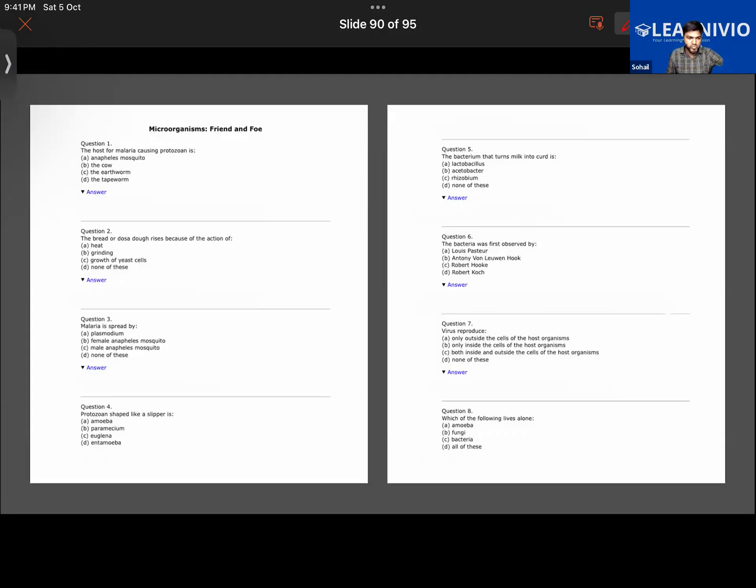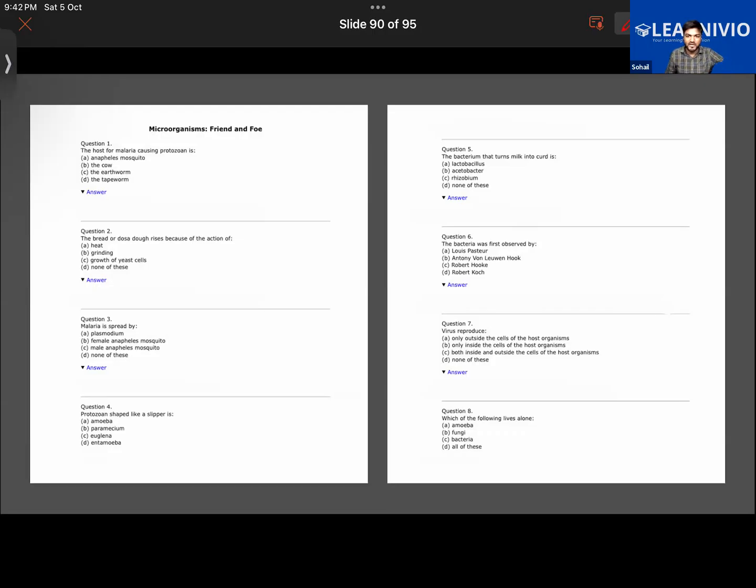It is saying spread by, not caused by. Spread by the female Anopheles mosquito. If the causative organism is asked, it is caused by Plasmodium. Protozoa shaped like a slipper, remember the name? Slipper shape. Amoeba? No, amoeba does not have a fixed shape. Paramecium, good.